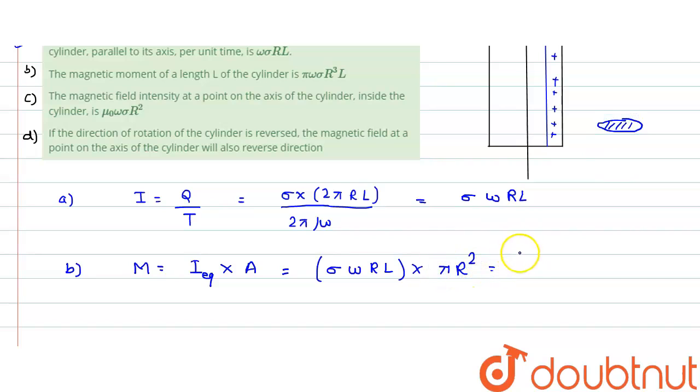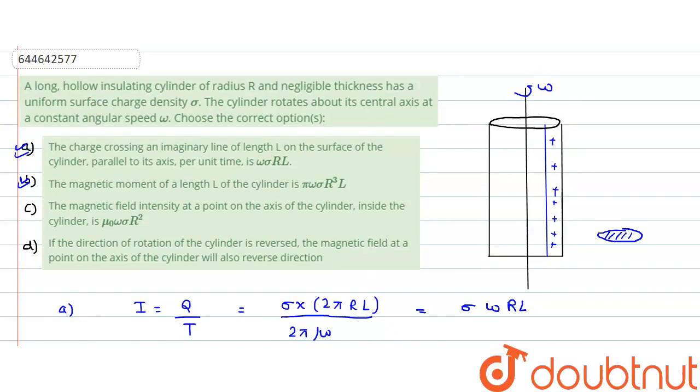So if we solve this, then it would turn out to be pi sigma omega L r cube. So if we check our second option, pi omega sigma r cube into L, B is also a correct option.